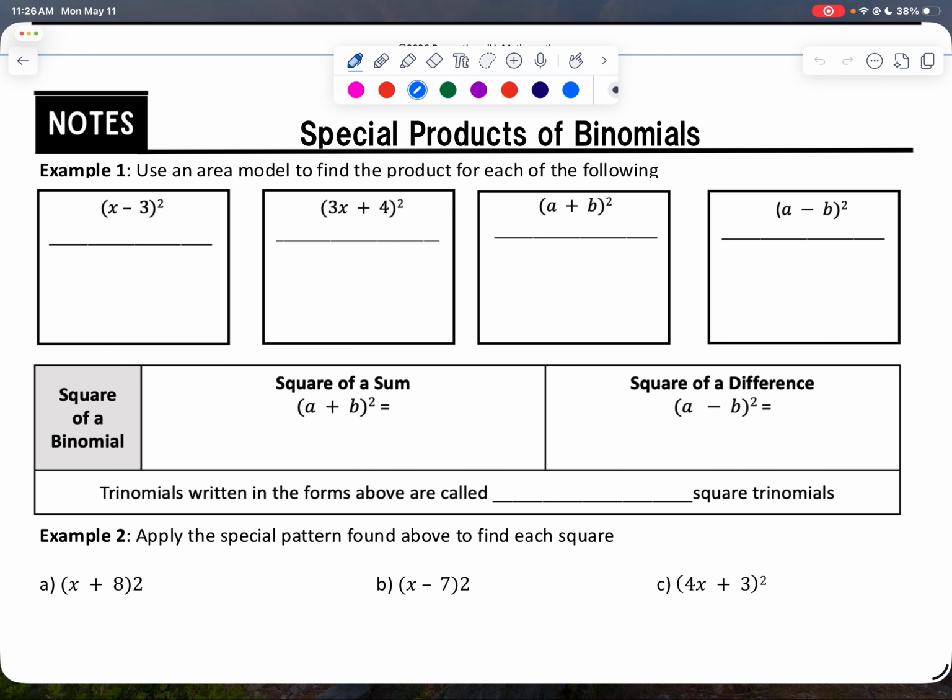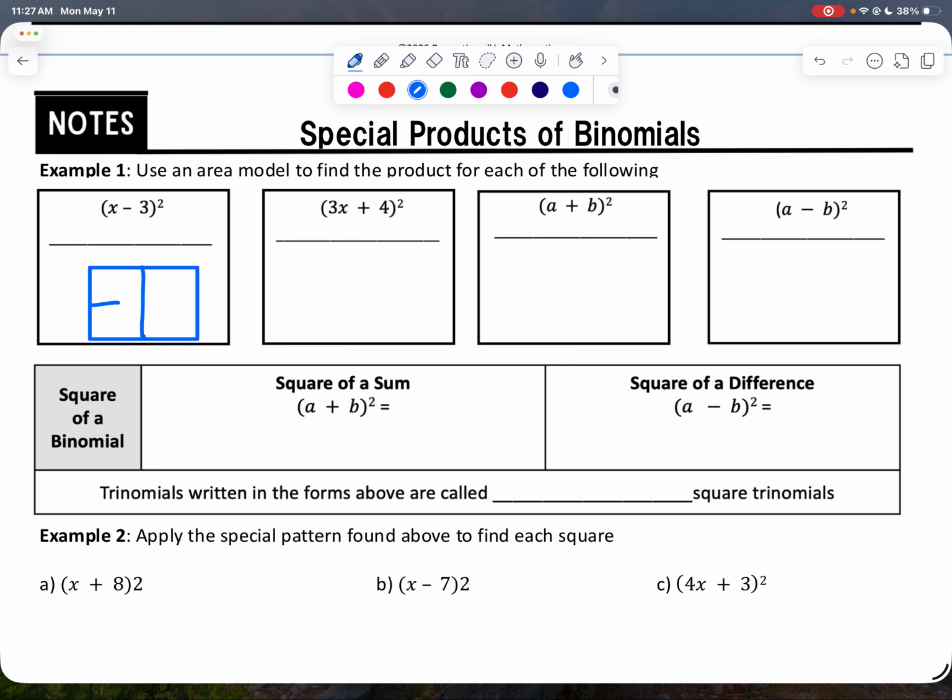Before we look at the shortcuts, though, I want to look at some products that we're going to use an area model for. So in example 1, it says use an area model to find the product for each of the following. In the first problem, we have x minus 3 quantity squared, which simply means we're going to multiply x minus 3 times x minus 3. The problem has asked us to use an area model.